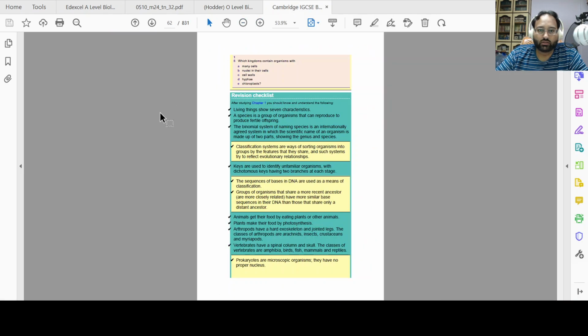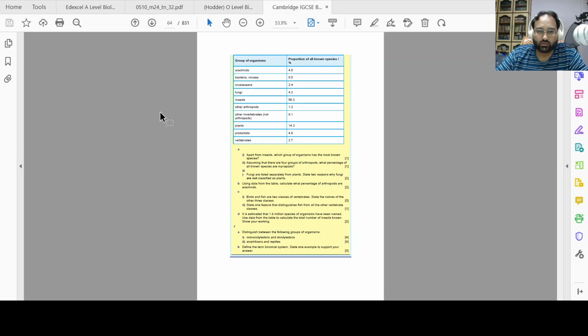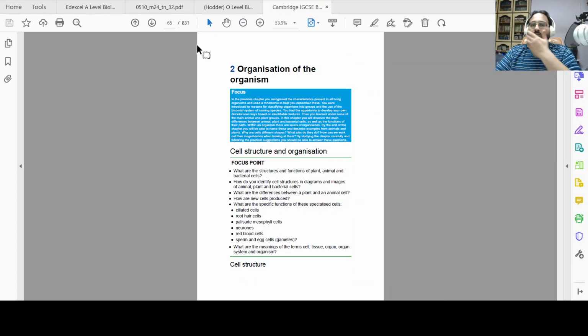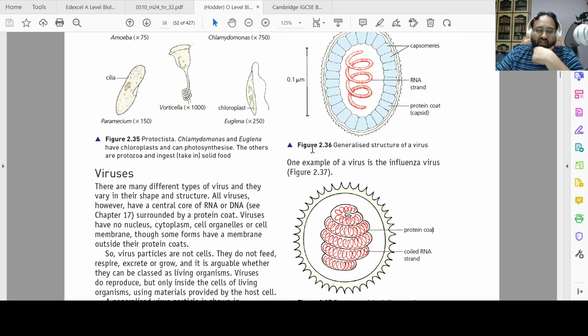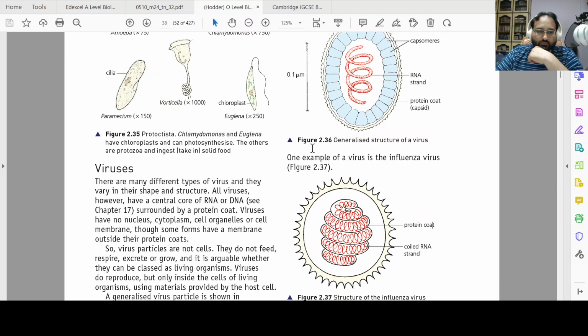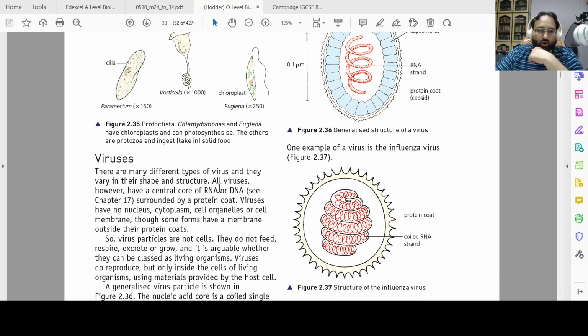Oh, by the way, in the influenza virus, it's only RNA, right? Not DNA. So it would be either RNA or DNA. There won't be both. You can see the "or" over here.